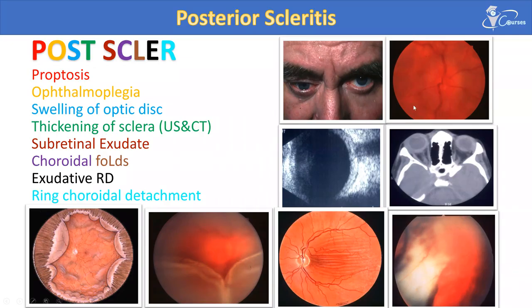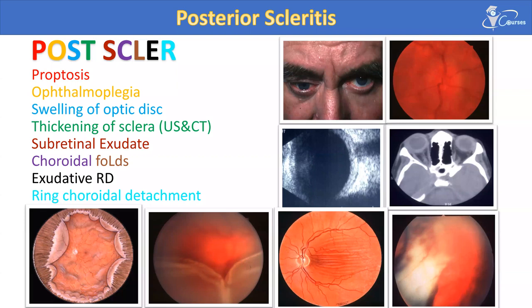They will have swelling of the optic disc. It is one of the differential diagnoses of optic disc swelling. And thickening of the sclera, which appears on ultrasound and CT. So you can see here, this is the ultrasound showing what's called the characteristic T sign. T sign because of the thickening of the sclera with the fluid in the subtenon space, together with the shadow of the optic nerve. All these will form the letter T.